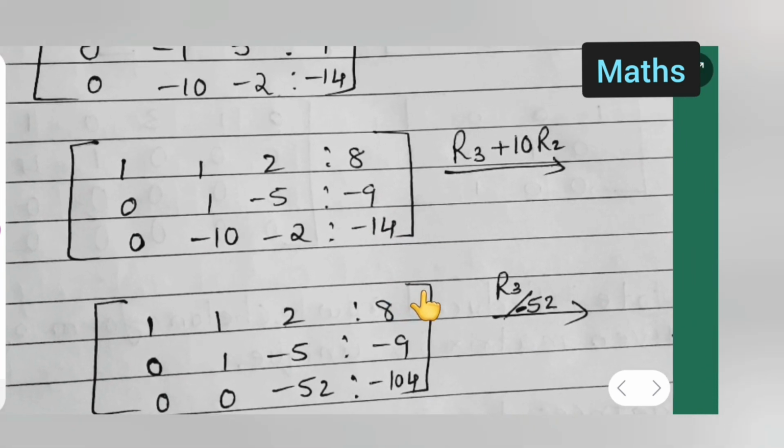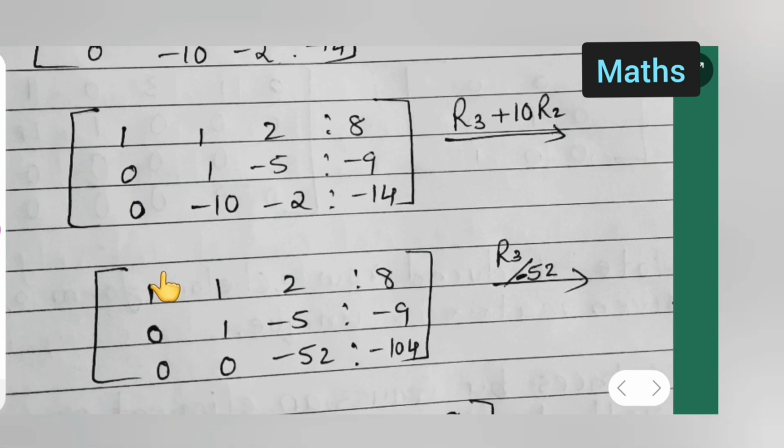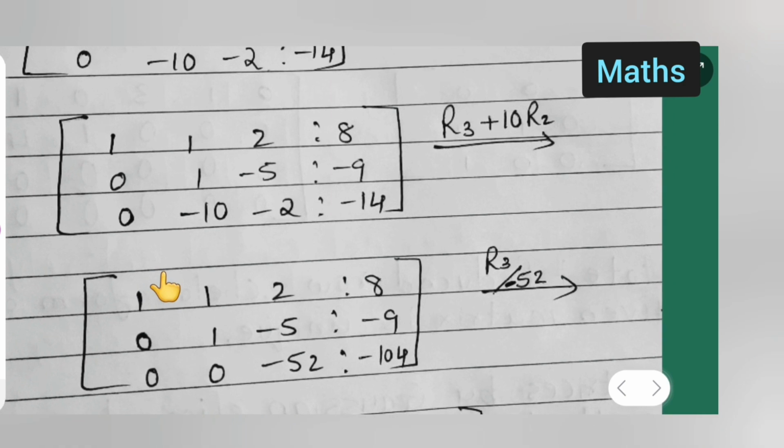Next, what I have done over here is R3 plus 10 times R2. Now which is your R3 over here? This is your R3 plus 10 times R2. So obviously it will be giving you a 0 only. Row 1, write it as it is, 1, 1, 2 and 8. I am changing only row 3. So 0, 1, minus 5 and minus 9, keep row 2 as it is.